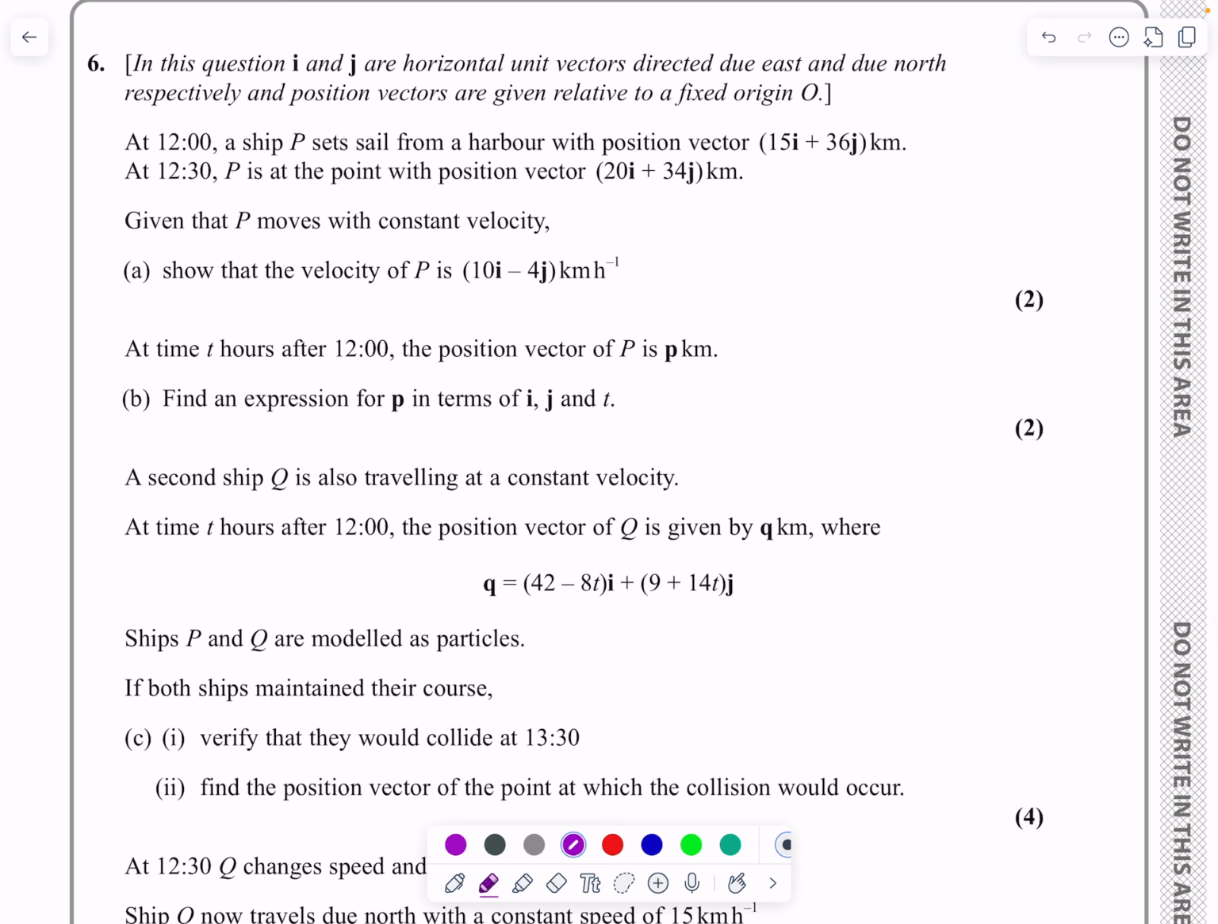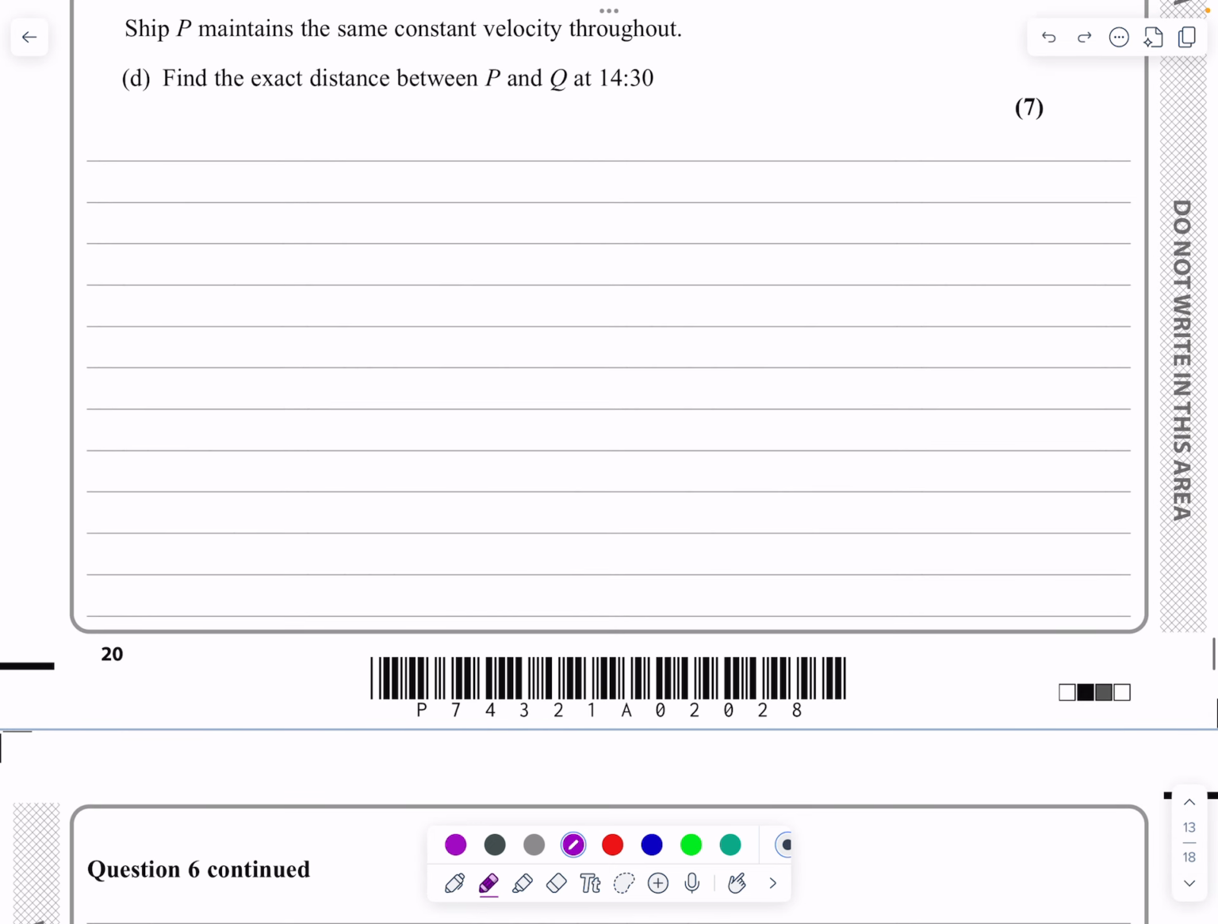For part A, we've got this ship P which sets off at 12:30, and at that time it's at 15i plus 36j. Half an hour later, so it's 0.5 hours, it's at 20i plus 34j, and what I need to do is to work out what the velocity is if it's a constant velocity. So let's just explain the theory behind this stuff.